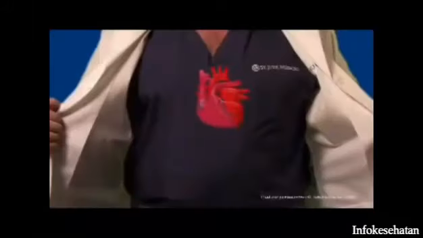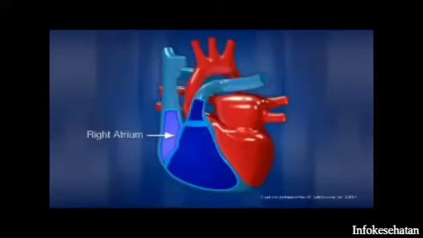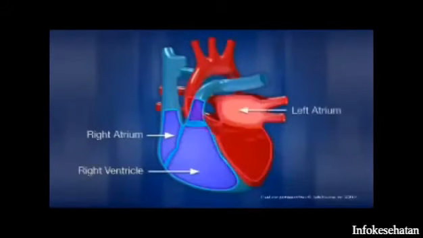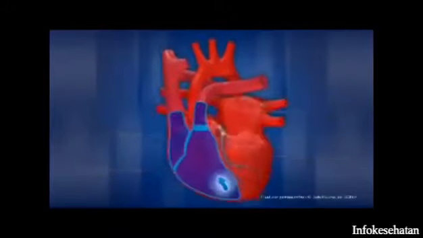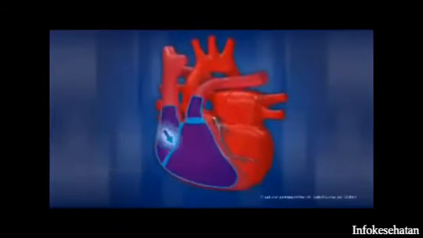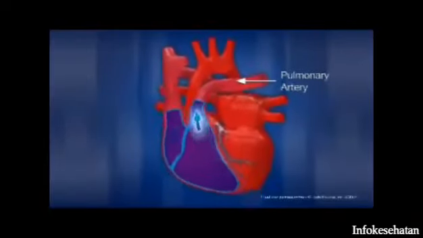It's the most important muscle in the body. It can beat more than 100,000 times a day, pumping about 2,000 gallons of blood through a 60,000-mile network of vessels in the body. The human heart is made up of 4 major chambers: the right atrium, right ventricle, left atrium, and left ventricle. The right side of the heart receives blood that is low in oxygen from veins all over the body. It then pumps the blood through the pulmonary arteries into the lungs, where it will become reoxygenated.